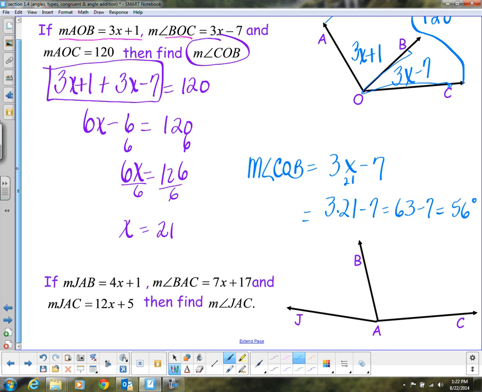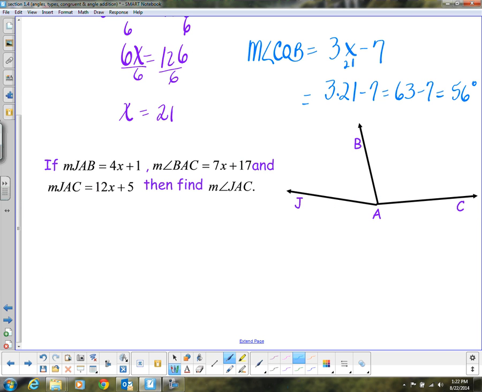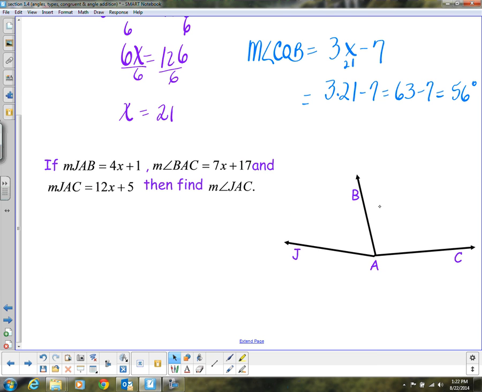Now, if we look at the next example, hopefully I wrote a better problem. Again, draw the picture. Get it labeled like it is. So now we're being told that angle JAB is 4x plus 1.